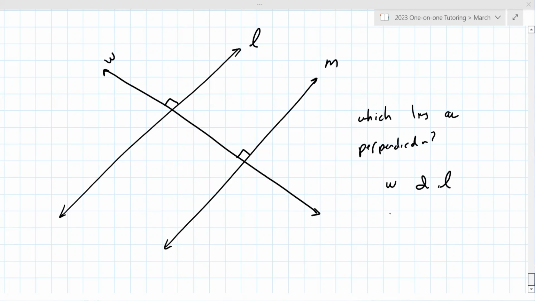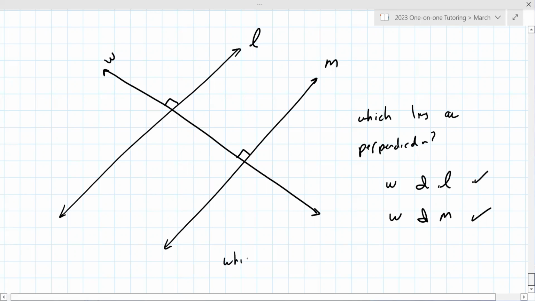How about W and M? Are they perpendicular? Do they meet at a 90-degree angle? What is this symbol right here? A 90-degree angle. So yes, they are.